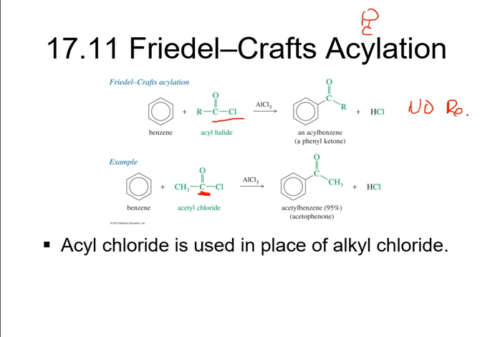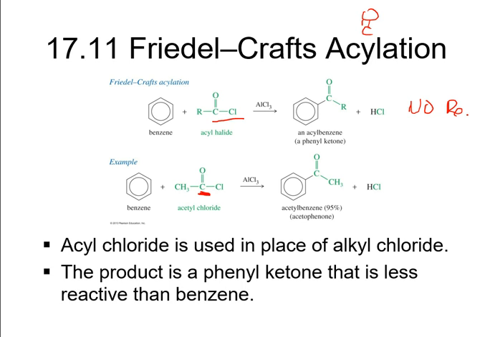Okay, so these acyl groups are very good reactions. They are used in place of alkyl chlorides. The alkyl chlorides have, like we said, a lot of limitations. It works well in some cases, but not in all cases. But this route really works well, and this was kind of their fix. Your product is a ketone. It's a phenyl ketone, phenyl meaning aromatic ring, and you have a ketone.